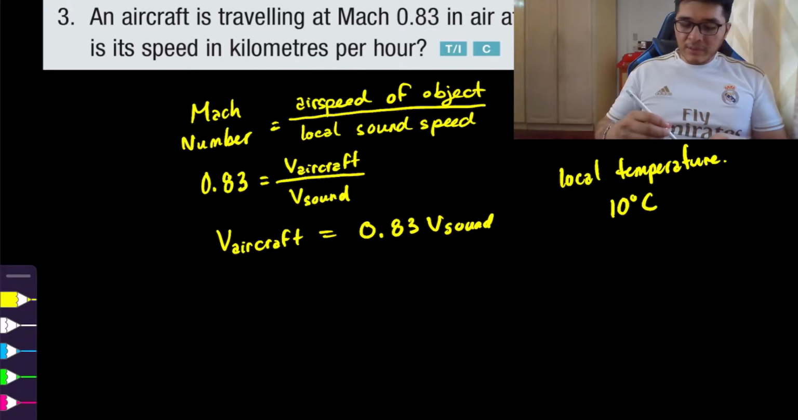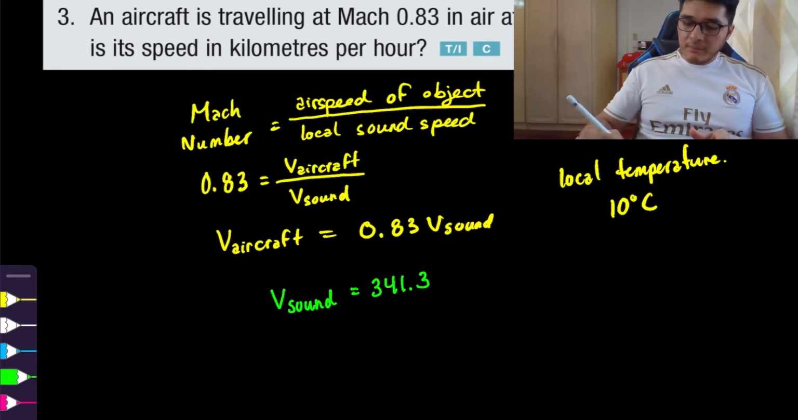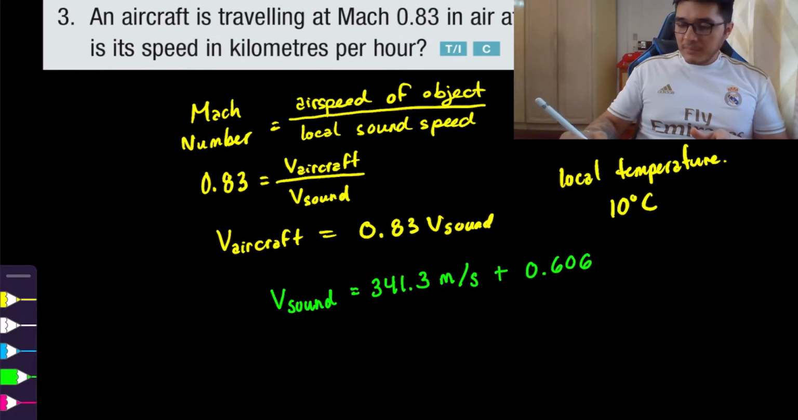So we're going to have to use another formula. So it is very helpful to have a formula sheet, right? So you could check out the link if you want to have one for yourself. So V sound equals 341.3, sorry, meters per second plus 0.606 meters per second per degree Celsius times temperature.